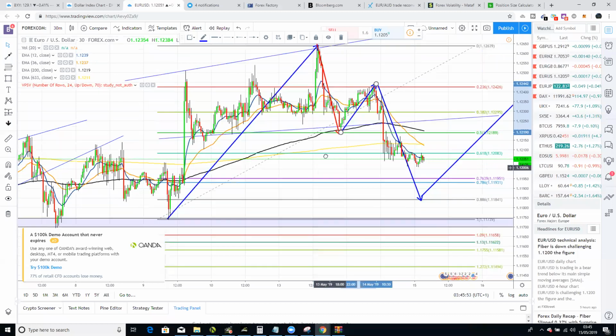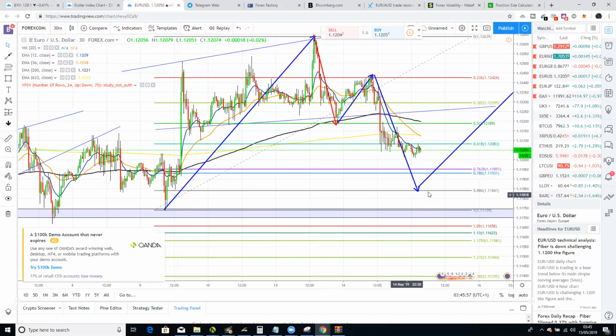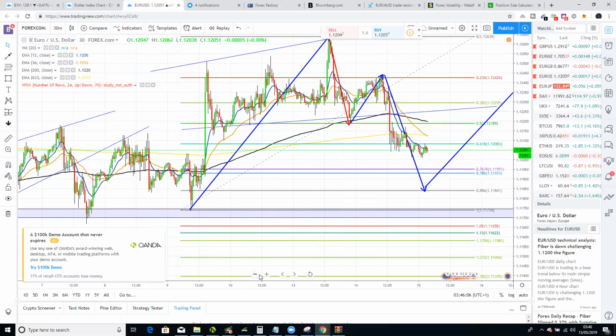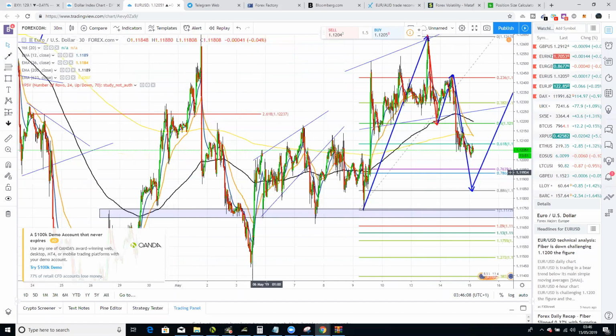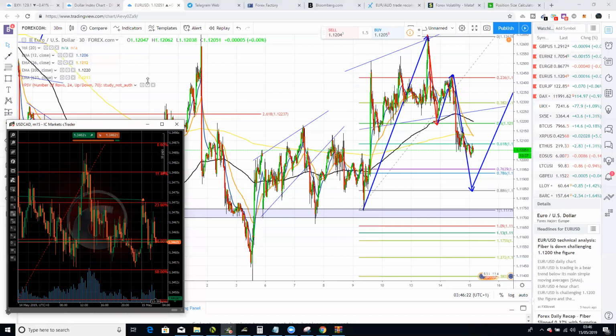All we have to do is just have a bit of patience for price to trickle down little by little all the way down to 88.6. Okay, so that's one example of the bullish pattern on Euro USD. I like that pattern, and I can be considering taking it for a buy opportunity if we get there.